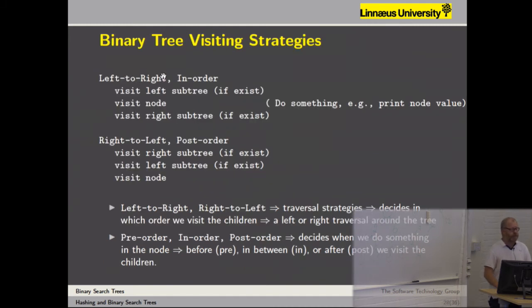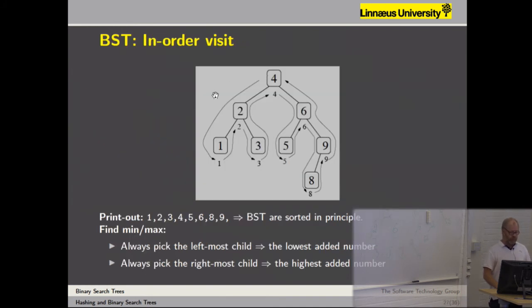Left to right traversal, visit left child, visit right child. Right to left traversal, we start by visiting the right child and then we take the left one. There are two different orders of traversing the tree. When we take the left to right approach, we start by visiting the left child and then afterwards we visit the right child. Then we actually go around the tree like this. So in the previous example that I asked you about, we did a left to right traversal. That means we are traversing it like this.